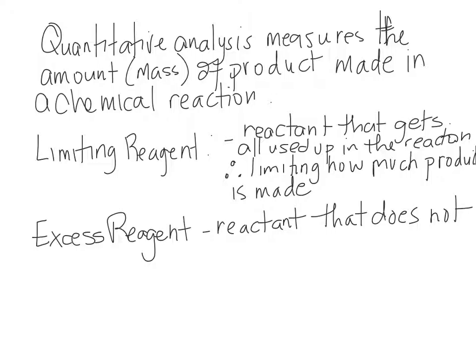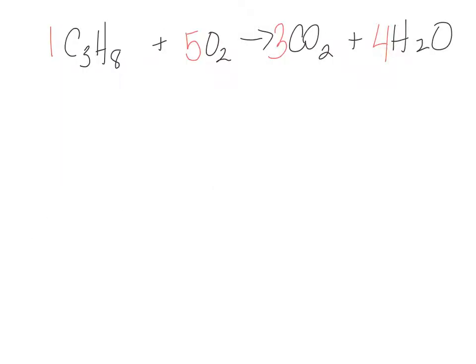So the first step, just like we've been doing, we have to balance our equation. Then what you're going to do is take your mole ratio and convert your moles of propane to moles of oxygen. This is the only place you use these red coefficient numbers. That's it. Do not multiply your molar mass by those numbers.